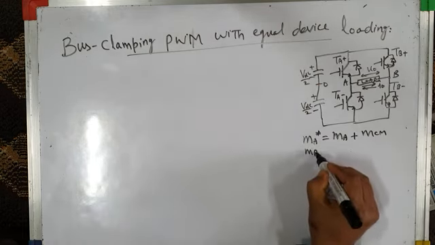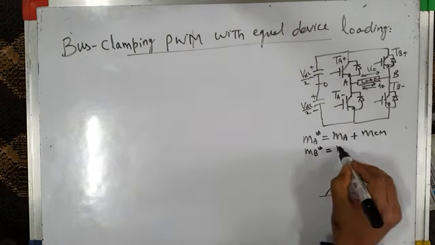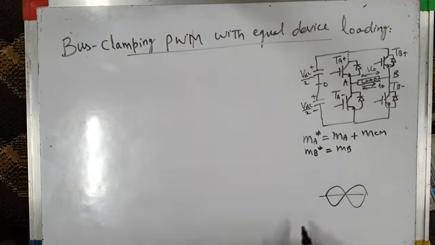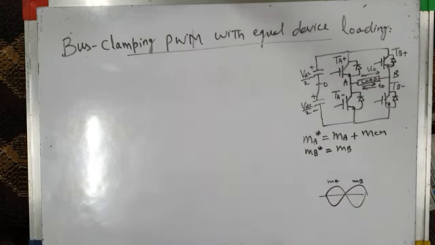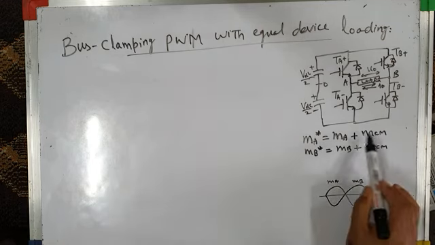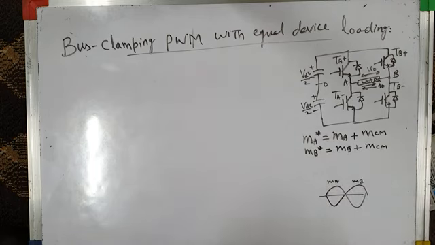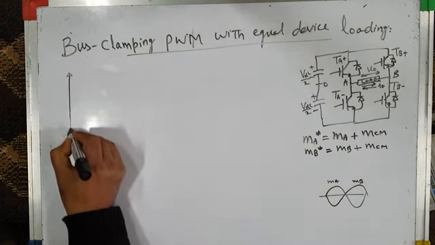Similarly, the modified modulating wave which will modulate the switching of leg B, MB star, is the actual modulating wave, which is 180 degrees phase shifted with respect to MA. So if this is MA, this is MB, both sinusoidally varying modulating reference waves, plus the same common mode voltage. The common mode voltage which I have added to MA, I will add to MB. But this common mode voltage will be such that it results in bus clamping PWM with equal device loading. So let us try to derive the modified modulating wave.